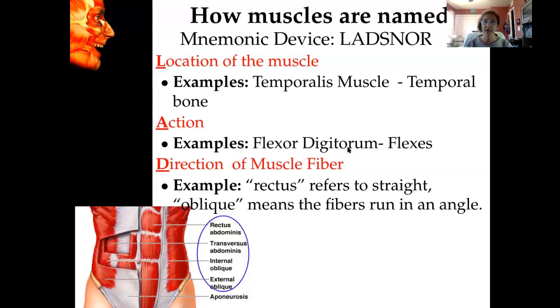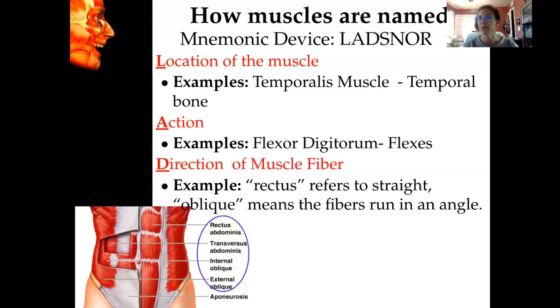So L, location. This lecture has a lot of location muscles. The frontalis covers the frontal bone. The temporalis covers the temporal. The zygomaticus is on the zygomatic, okay? So lots of these are named according to where they're found, so we use those regional terms. Action, we already mentioned the digitorum. You also have the extensors, the adductors, the abductors. They all tell you what the muscle does.